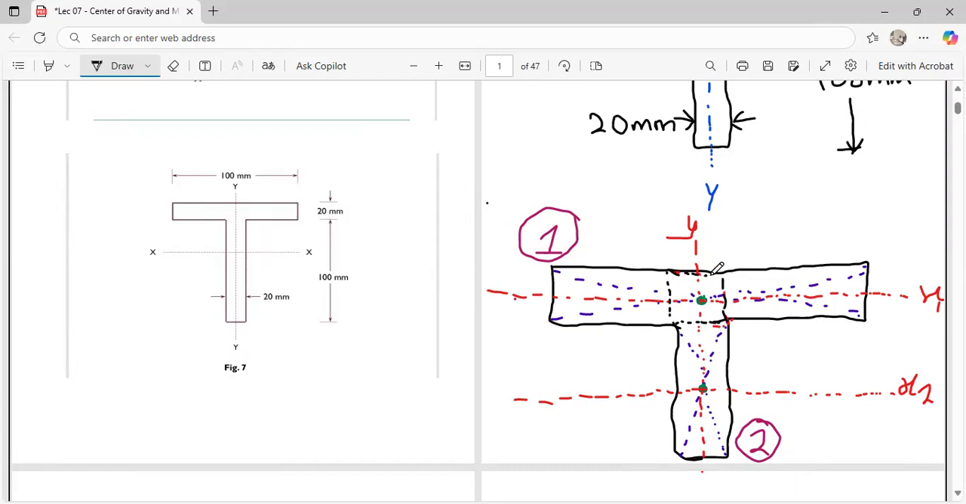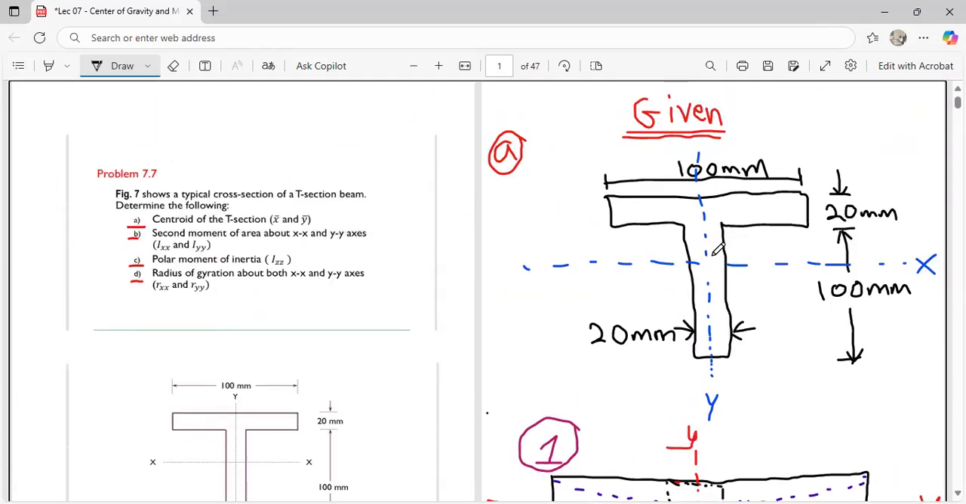For stability reasons, that is what is going to happen over there. Okay. So after putting down your technical diagram, which will help you solve your work, the first thing we have to do is what? The question says we should calculate for what? Our centroid of the T section, that is X bar and Y bar.